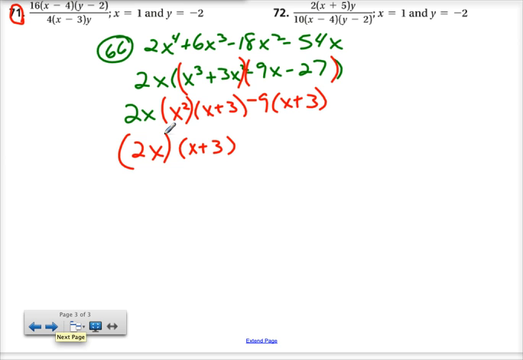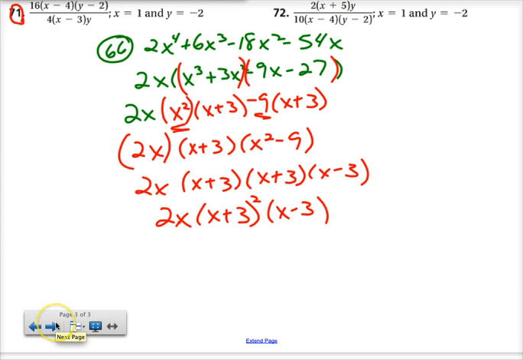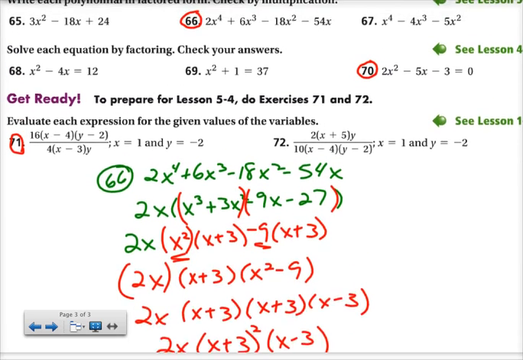So we have the 2x and the x plus 3, and then we put the 2 leftovers in the last set of parentheses, and we realize we can still factor this further because that's a difference of 2 squares. And now we notice we could condense this and write that x plus 3 as x plus 3 squared because there were 2 of those. So 2x times x plus 3 squared times x minus 3. Really great method going on there.